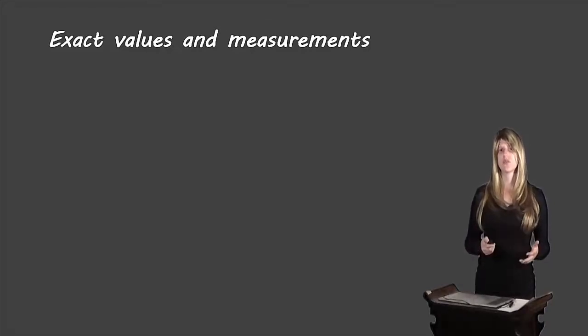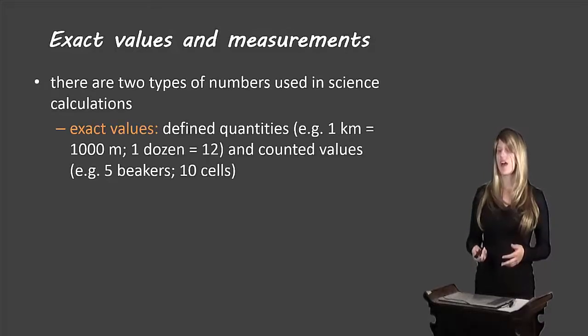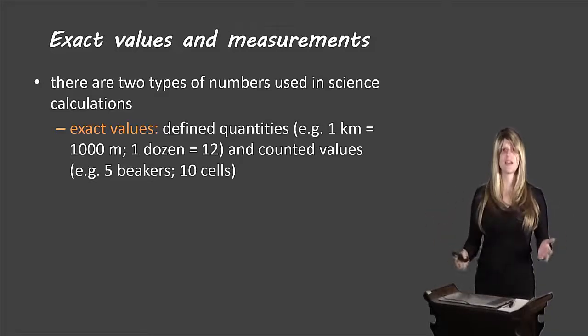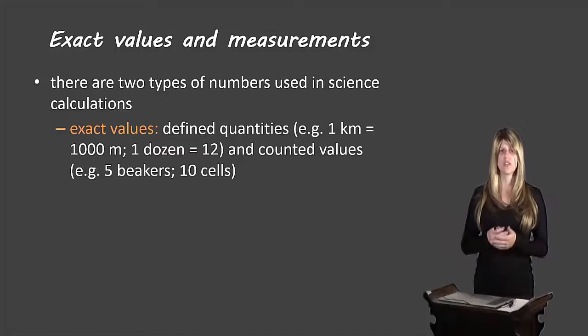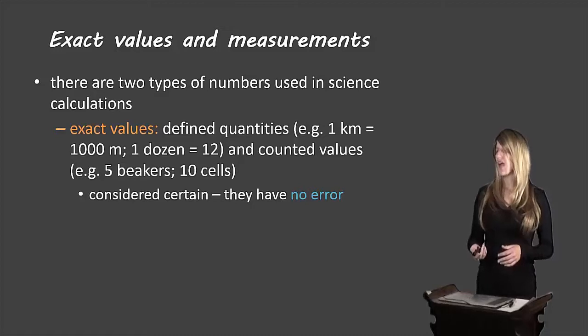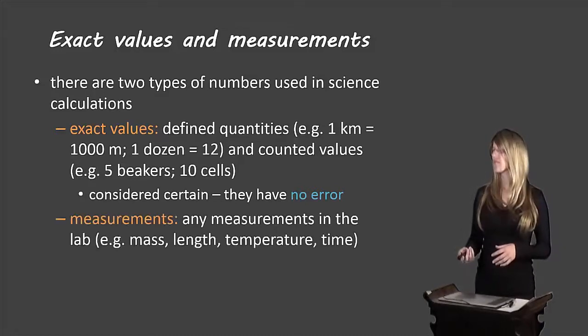So first of all, before we can get into those rules, we need to know a little bit of terminology, the difference between exact values and measurements. Exact values are either defined quantities, like a kilometer equals 1,000 meters, or something that's counted, like there are 5 beakers there, or there are 10 cells that I can see under the microscope. Things that are counted or defined values are considered exact, and they are considered to be certain with no error.